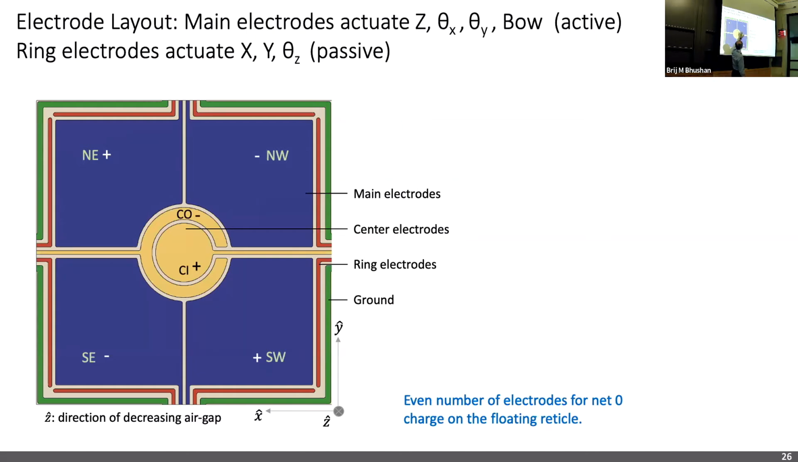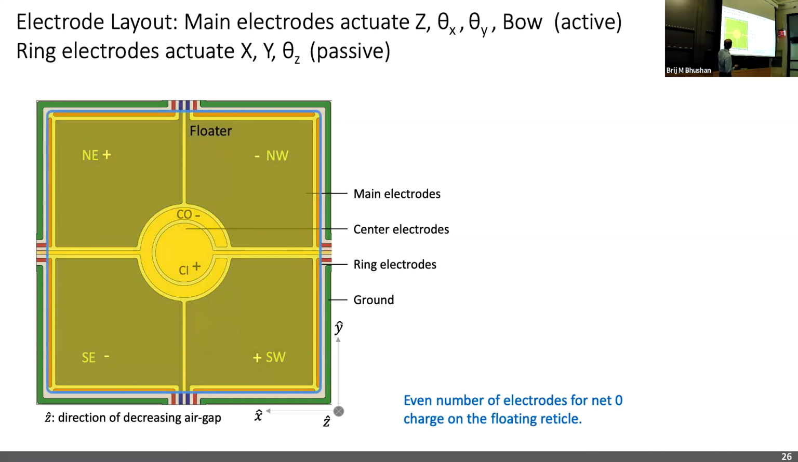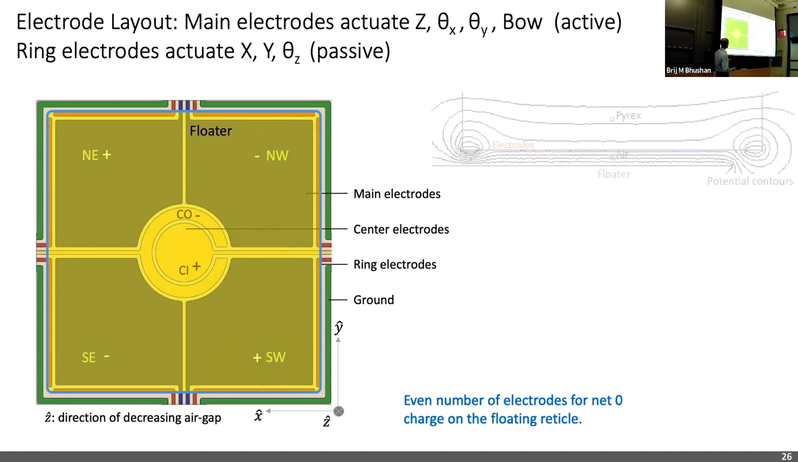The center electrodes, both positive and negative, are at the center. Then I have ring electrodes, which are these small thin electrodes at the edges, and they generate forces by fringing fields. And because they generate forces by fringing fields, the floater is aligned such that the edge of the floater is aligned with the outer edge of these ring electrodes.